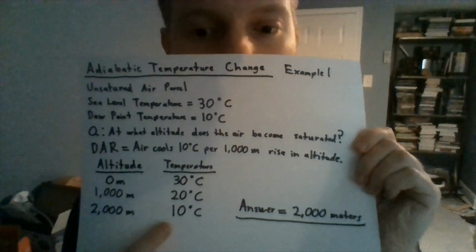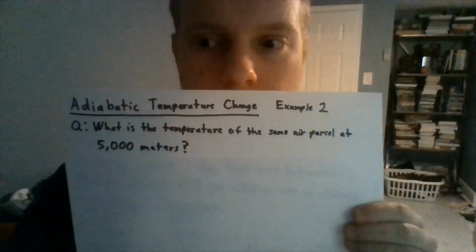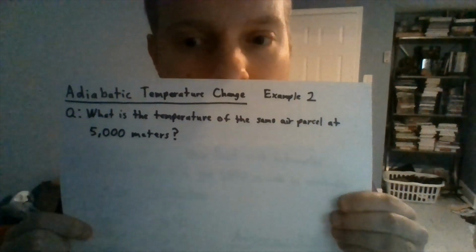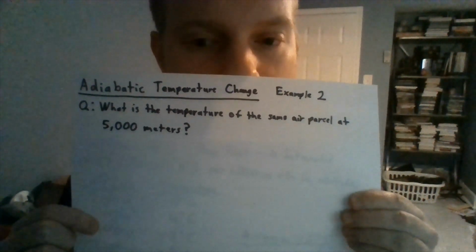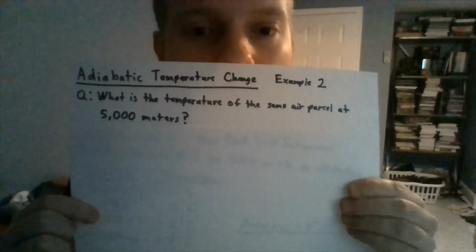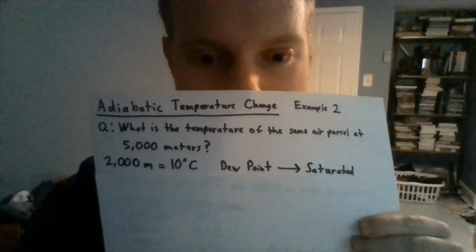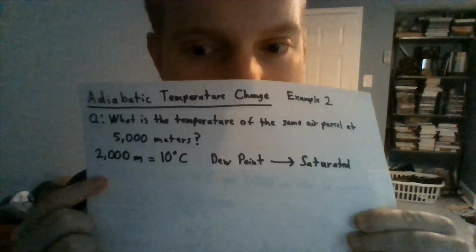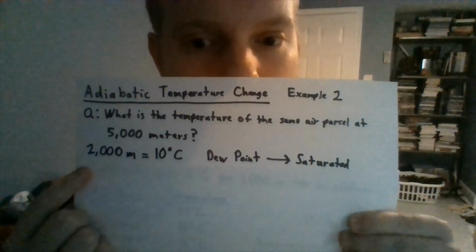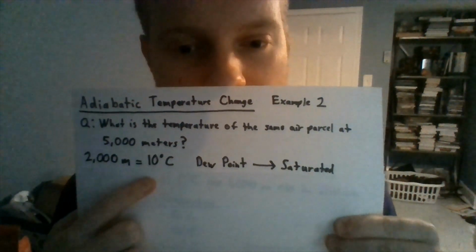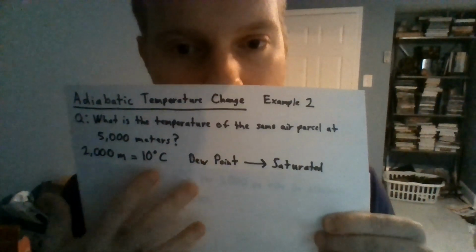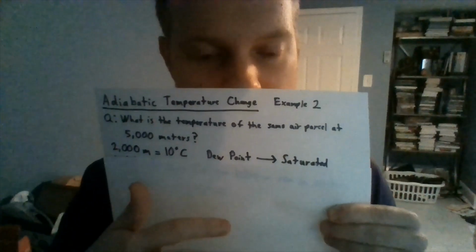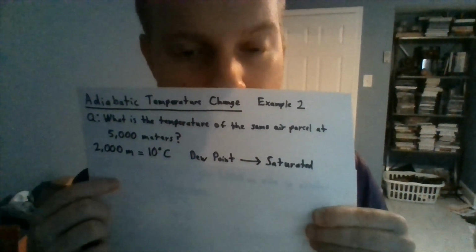So now example 2 is a follow-up question to example 1. What is the temperature of the same air parcel at 5,000 meters high? So we simply take the information that we learned in example 1. At 2,000 meters high, the temperature of the air parcel is 10 degrees Celsius, which is the dew point at which the air becomes fully saturated. So as we increase our altitude, the air was already saturated at 2,000 meters, and it only continues to be saturated as we go higher up.